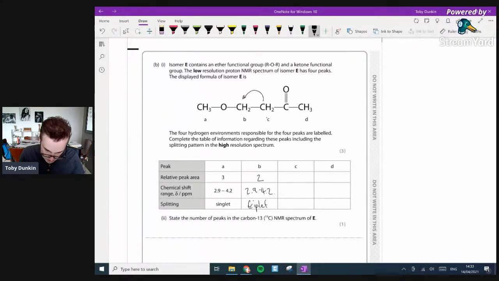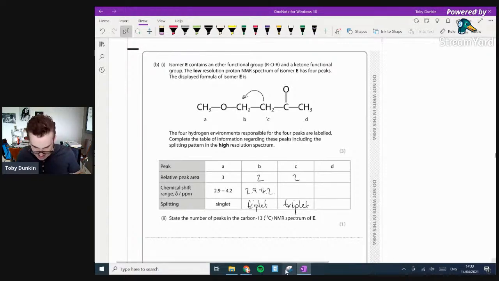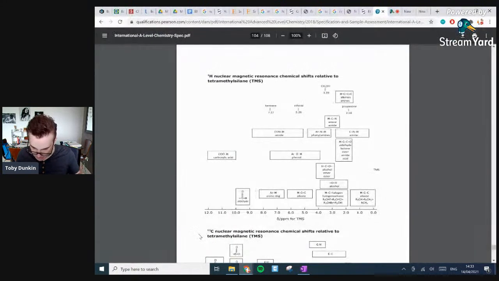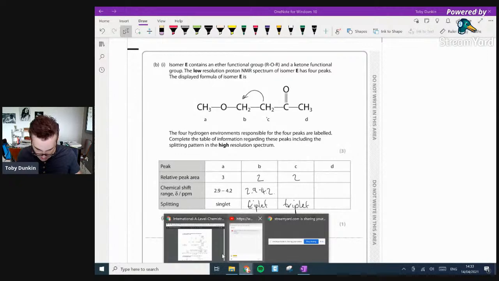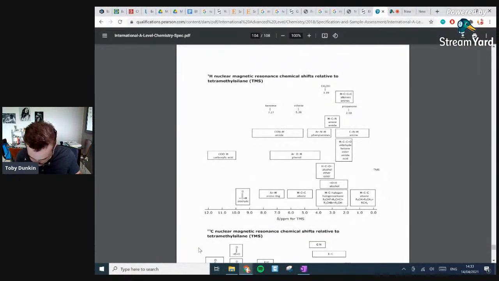C is also going to be a triplet with the same area. That's a triplet split pair. But this one is now next door to the C double bond O in a ketone. Was it a ketone? Yeah, it's a ketone. So I just find C double bond O ketone, which is there. H on the C next door to a ketone, so that's going to be 1.6 to 2.8.